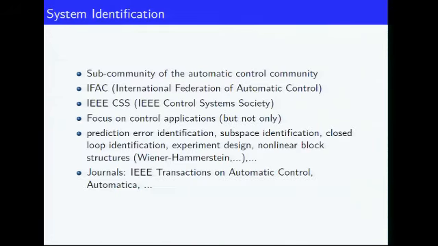Okay, so I'm from the system identification community. For those of you that don't know this community, you could see it as a sub-community of the control community. The focus is pretty much on control applications, but there are also a lot of other things being looked at. The community works mainly with theoretical problems. If you go to one of our conferences, you would hear talks dealing with prediction error identification, subspace methods, closed loop identification, experiment design, nonlinear models.